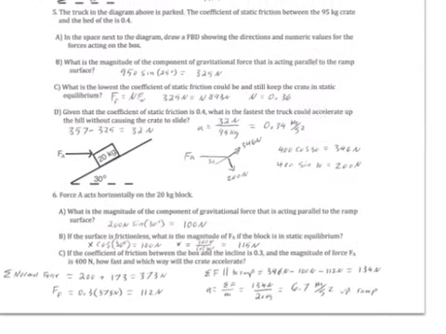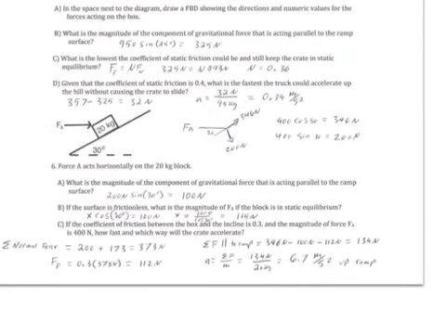Now this next one, it's ugly. Well, let's just start with A. What is the magnitude of the component of gravitational force acting parallel to the ramp? Well, we've been here before. All I had to do is take mg, which is 200, and multiply that by the sine of 30. So 200 times sine 30 gives me 100 newtons. That's how hard gravity is pulling this way, which I'm not allowed to put on a free body diagram.